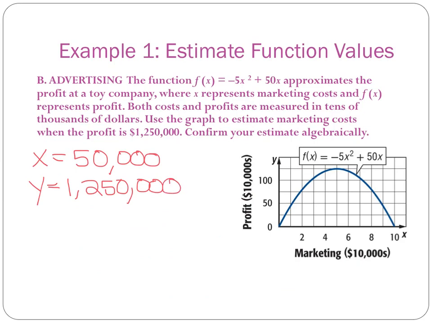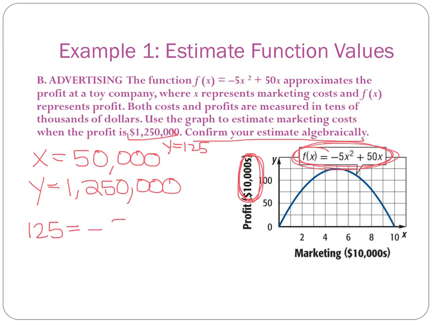And what we're going to do is confirm this estimate algebraically, and we're going to take the equation for the function, and I'm going to say that we have 125 for y, right? 125 for y was our y coordinate. y equals 125 when we have a $1.25 million profit. And that is, again, because we divided 1.25 million by 10,000, because our axis is measured in 10,000s.